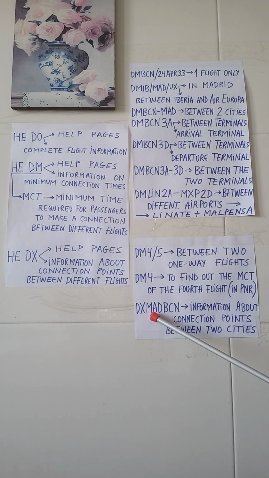Finally, the XMADBCN is the only example I am going to explain about the X code. This transaction is used to obtain information on the connection points between two cities, which in this case are Madrid and Barcelona. Before ending this video, I am going to make a recommendation.